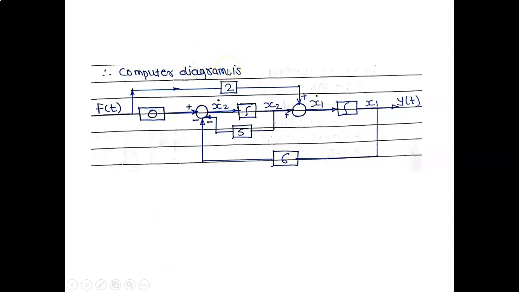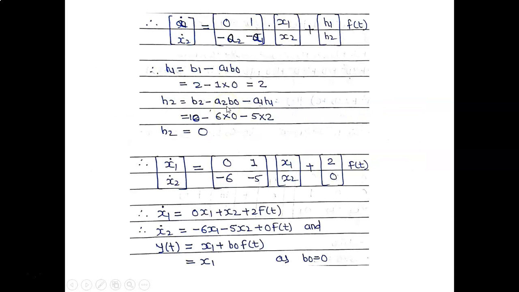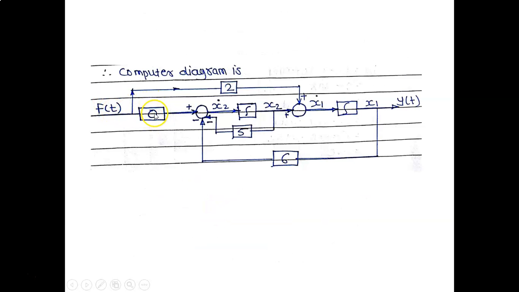Therefore, the computer diagram is: f of t, x2 dot is equal to minus 6 x1 minus 5 x2. This f of t signal goes into a transfer function block. Therefore, x2 dot, its integration is x2, again fed back to the same point. The x1 dot output is here, then integration is there, then x1 is here, then y of t is equal to x1.